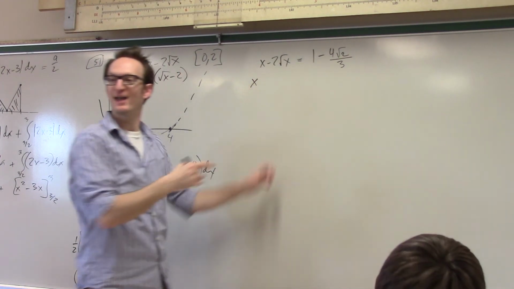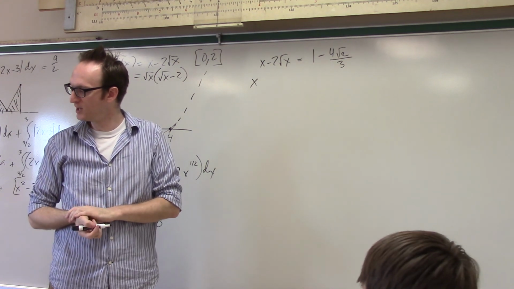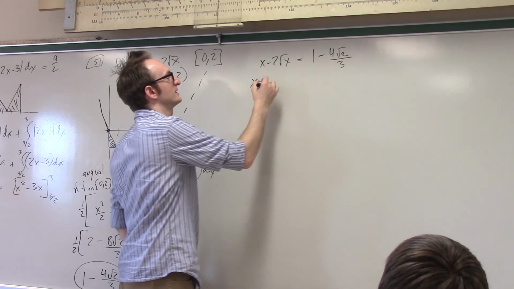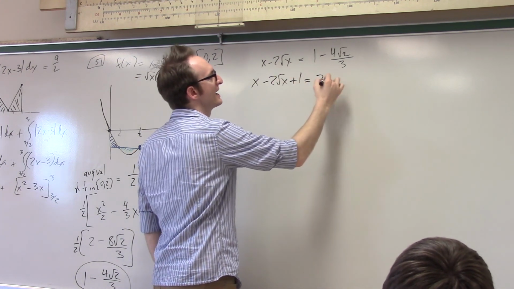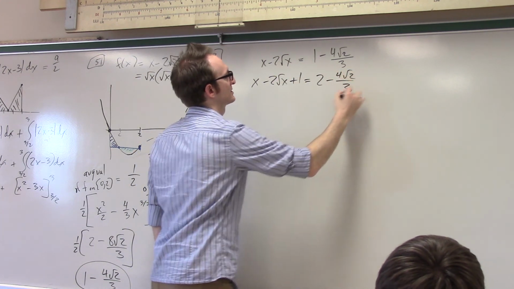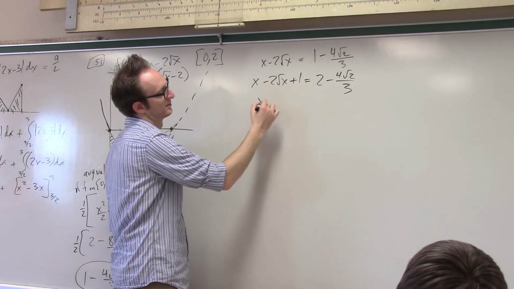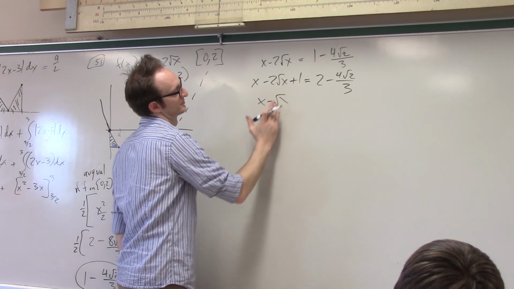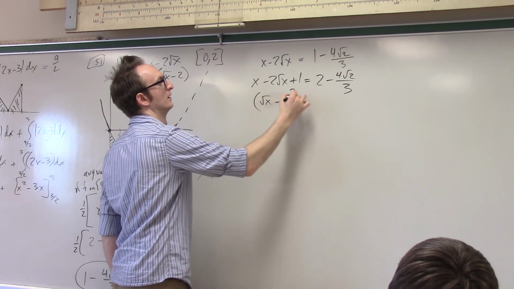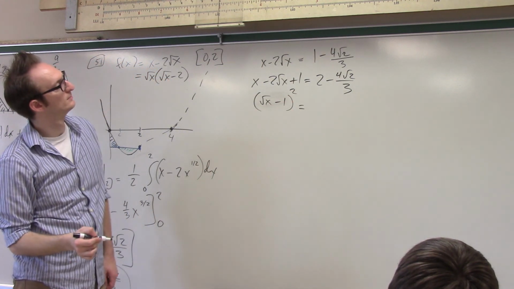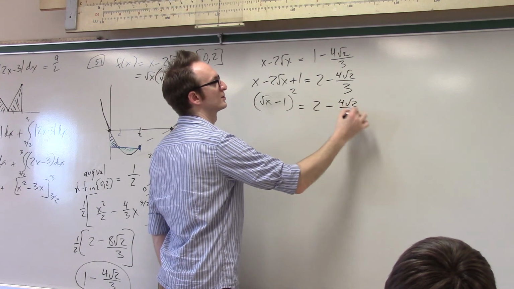Okay, so, yeah, here, can we just, I don't know, complete the square? Yeah, I think that's what we do, right? We add 1 to both sides, then I get this gross mess, and this is now x minus root x, root x minus 1, right? Did I do that right? Yeah. Equals 2 minus 4 root 2 over 3.